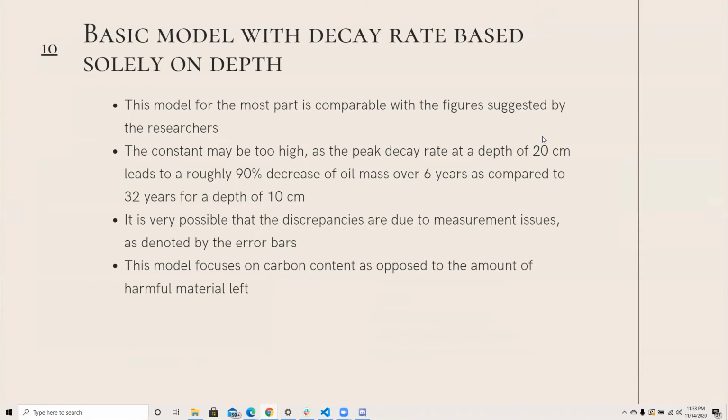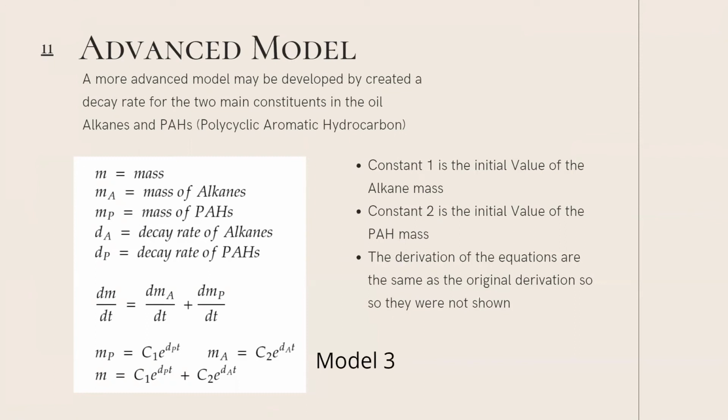This model, for the most part, is comparable with the figures suggested by the researchers, though I believe that at the decay rate of 20, the constant is too high and leads to a 90% decrease in total carbon content over 6 years, as compared to 32 years for a depth of 10 centimeters. It could be possible that the discrepancies were found due to measurement issues, as denoted by the error bars in the previous graph. This model focuses on carbon content as opposed to the amount of harmful material left, which could be another issue. A more advanced model, which we have denoted as Model 3, was also created.